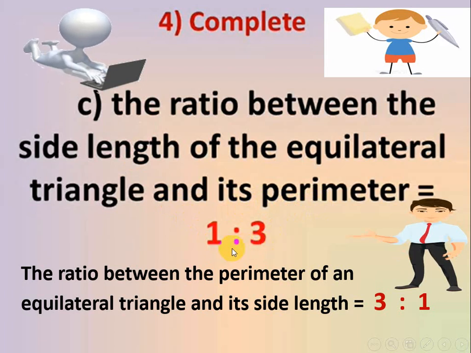If we set the perimeter first and then the side length of the equilateral triangle, the ratio will be 3 to 1. But if we set the side length first, then the perimeter of the equilateral triangle, the ratio will be 1 to 3.